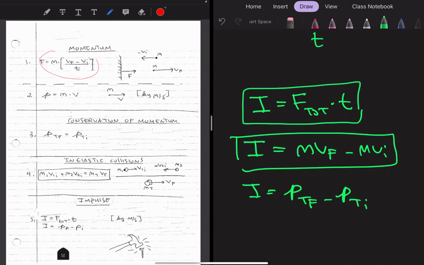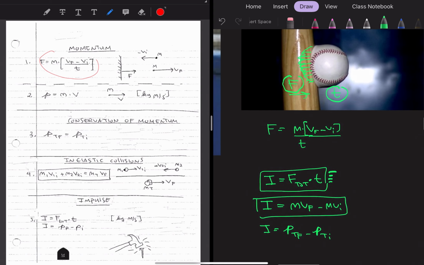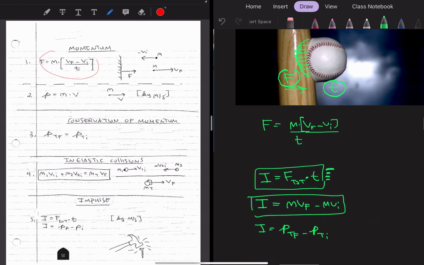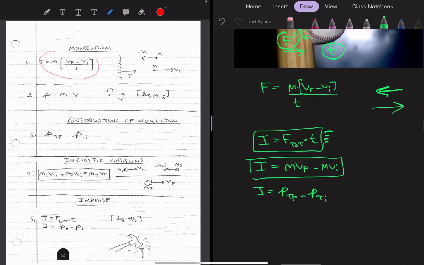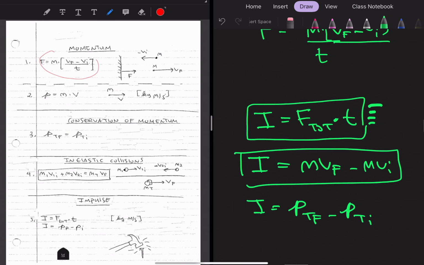So what impulse describes is how hard something is hit, and you can describe it in terms of the force that's applied and for how long the force is applied. So in terms of the baseball here, when you hit something moving in this direction, you cause it to change direction, so you change the momentum. So impulse can also be described by these two equations.